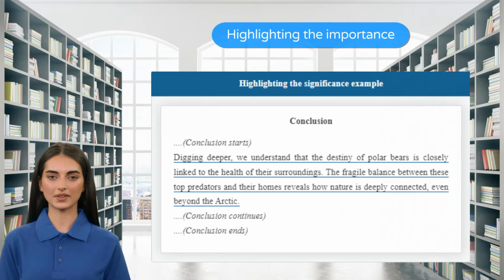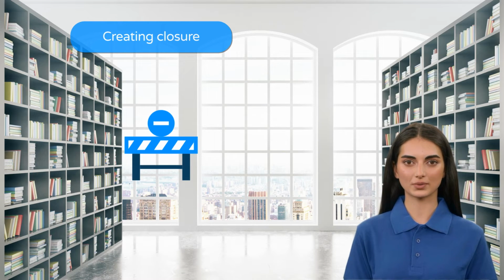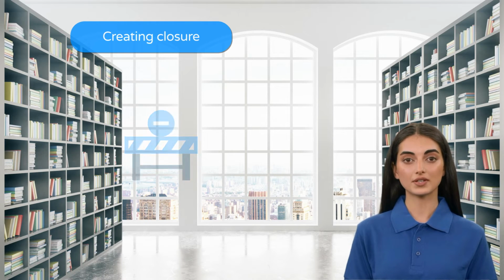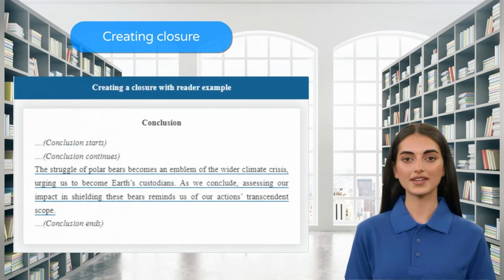In the final part of our conclusion, you need to create a sense of closure for your readers. So how do you do that? You can engage your readers by asking thought-provoking questions to encourage reflection. Our example here manages to create this sense of closure by highlighting how the reader's actions go beyond their lives, but also impact the well-being of other creatures. So they understand the topic better and reflect on themselves.